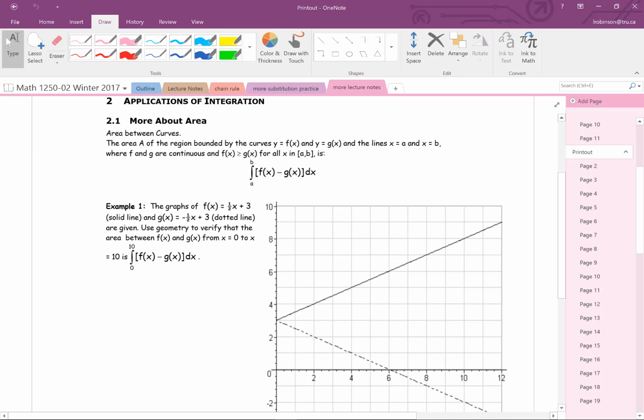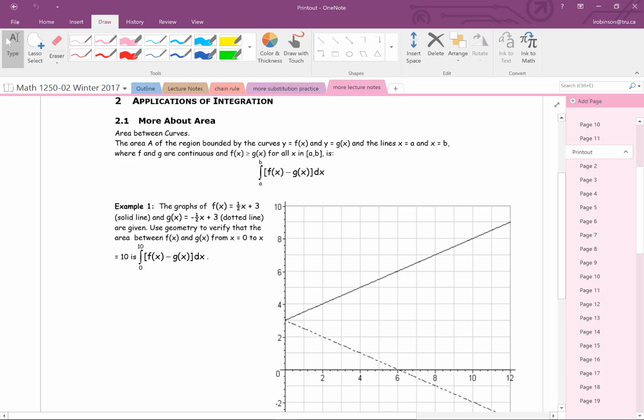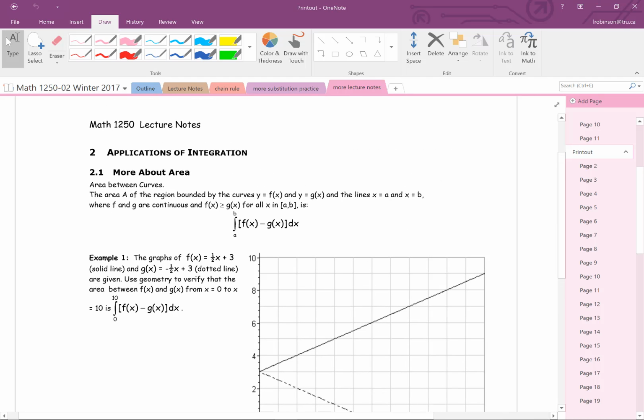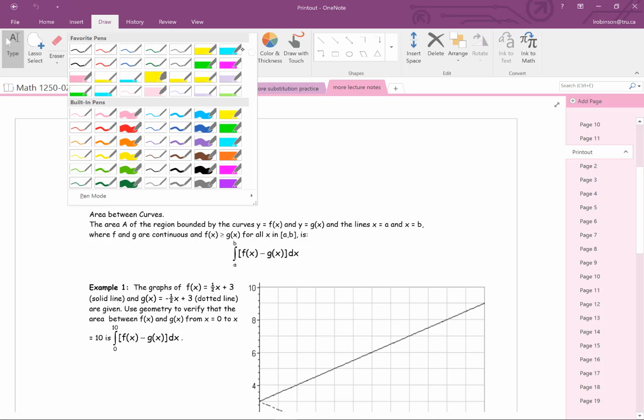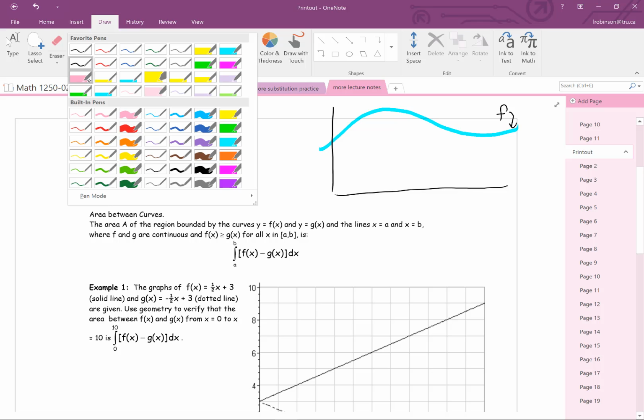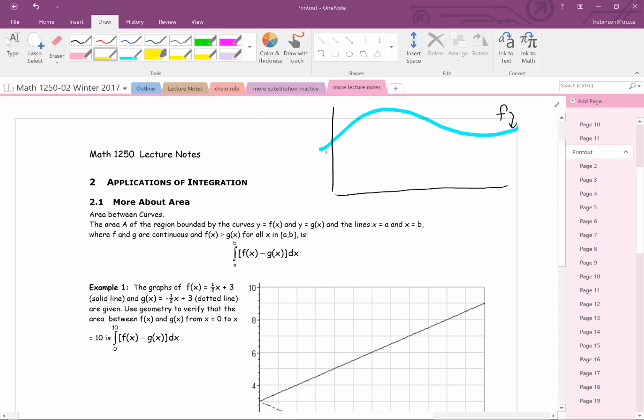Okay, so the first application is finding area between curves. So the area of a region bounded by the curves f of x and g of x, and the lines x equals a and x equals b, where f and g are continuous, and f is greater than g. Let me just draw a little picture of this. Let's say this is f, so we have f greater than g. We could make that one g down here. And then we've got an a and a b.